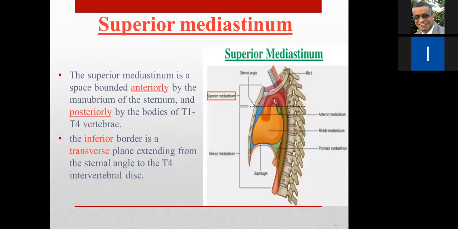First, the superior mediastinum. It is the space bounded anteriorly by the manubrium sternum and posteriorly by the vertebral bodies from T1 to T4. This is the superior mediastinum. It is bounded anteriorly by the sternum, posteriorly by the first four thoracic vertebrae, and inferiorly by this horizontal line.